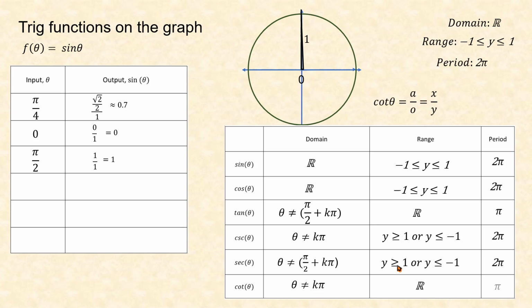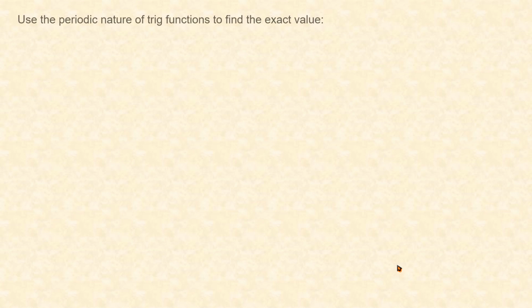I'm going to give you the rest of the values here. And then we do some examples. Find the exact values based on the periodic nature of the function. Use the period for cosine to find out what this is equal to. Because the period is 2 pi, that means that every 2 pi, it goes back to the same. So I just subtract a bunch of 2 pi's from these. I want to make it into something over 4.